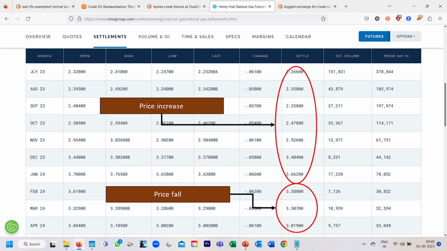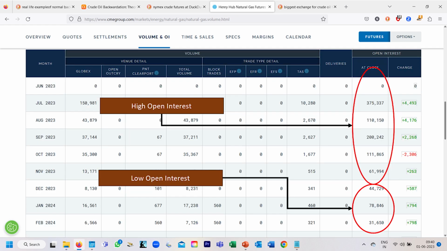Now one thing we have to note is that those are also the months after winter, right? So the energy demand will go down. So both the theories are working together, the normal backwardation theory as well as the expectations theory. Again, these are the volume details. So as you can see, the high open interest is there for the contracts for next 6 months as compared to the 3 subsequent months of December, January and February 2024, which is natural in all the markets.